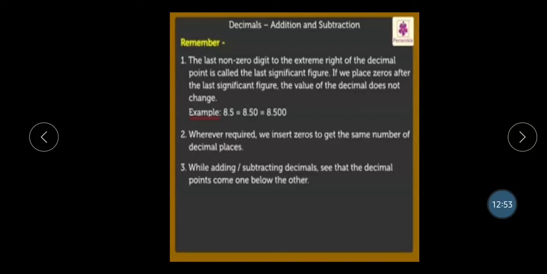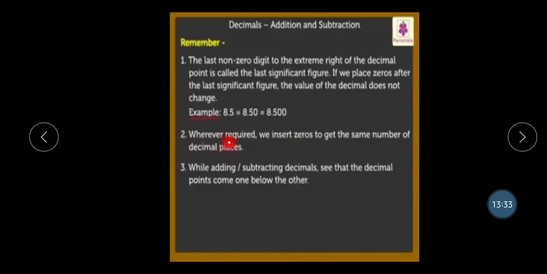Children, for addition and subtraction of decimals, always remember this point. The last non-zero digit to the extreme right of the decimal point is called the last significant figure. If we place zeros after the last significant figure, the value of the decimal does not change. Example, 8.5 is equal to 8.50 or 8.500. If you say 8.50, the number remains still 8.5, or if you say 8.500, the number still remains 8.5.